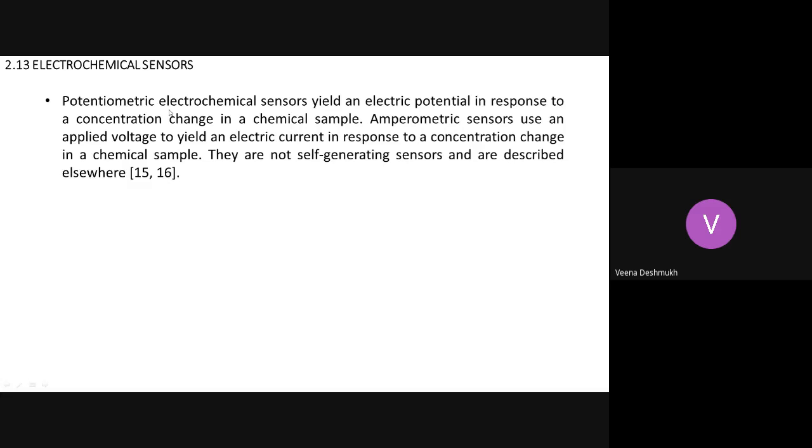Now self-generating types always have a small amount of current being generated. So they require a specific amplifier associated with them. All of them require specific amplifiers associated with them. Only then can their sensitivity be increased and the operating region or the range can also be enhanced.